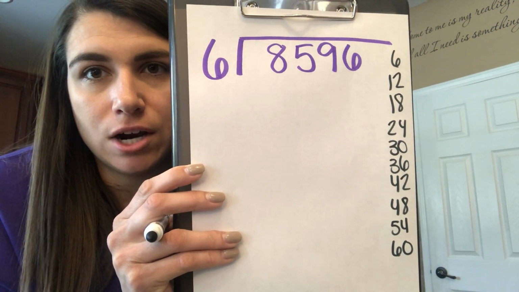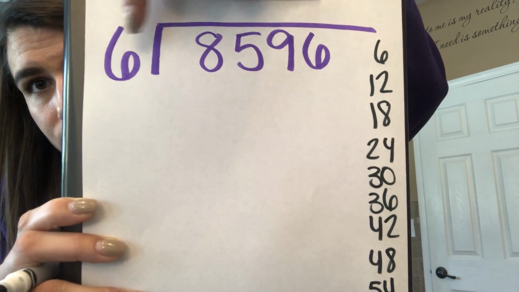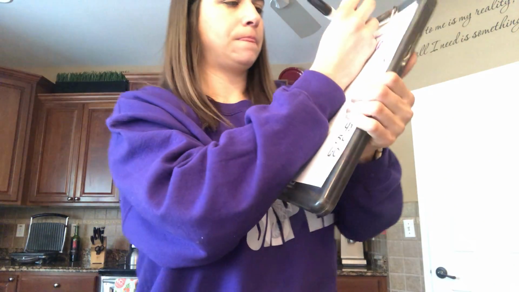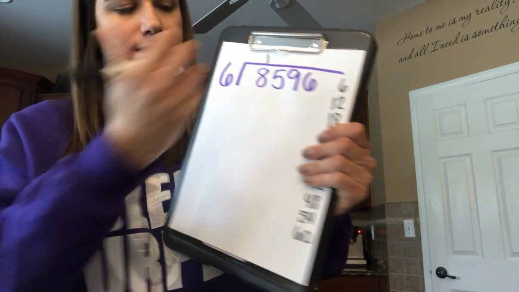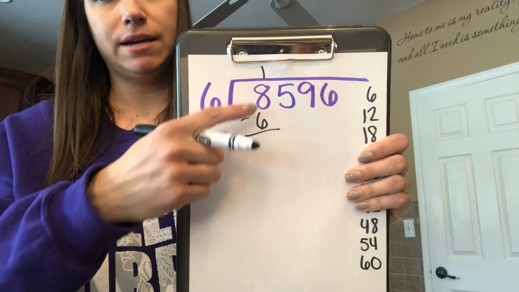All right, so I'm going to start with what times 6 is going to get me closest to 8 without going over. So that's going to be 1. And we know that 6 times 1 is 6. And then I'm going to subtract. So 8 minus 6 is 2.